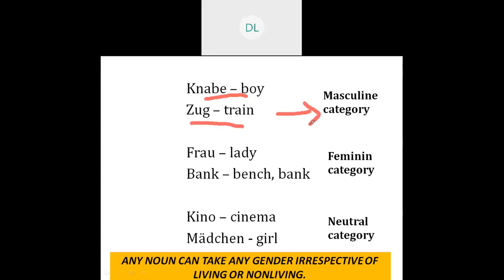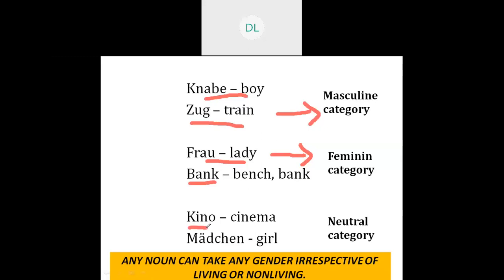Wait, we'll come and check it out how it is. Next, there's a noun called Frau, that is lady. Feminine category, no problem to it as in English. But there's a noun called Bank. The meaning can be the bench on which we sit or the bank, that is Bank of India, Bank of Baroda. It has a double meaning. Non-living thing, but coming under feminine category. How? I'll come to it.